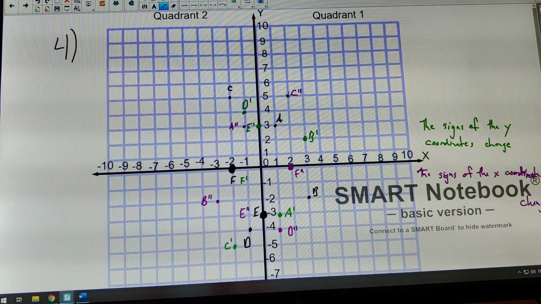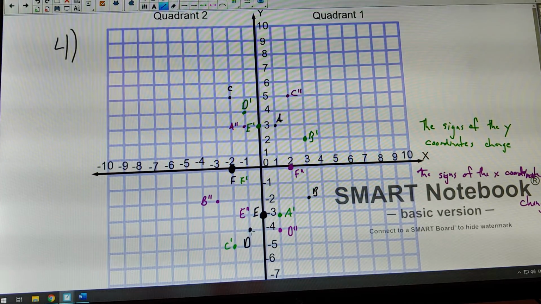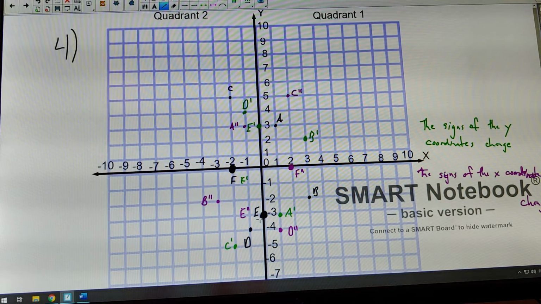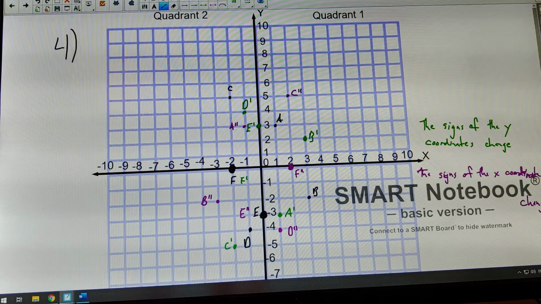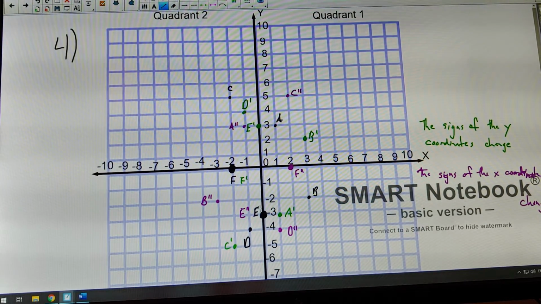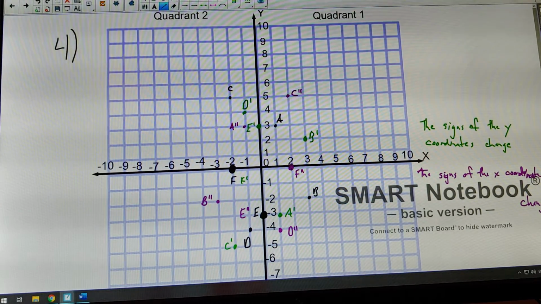D, where are we? Oh yeah, there it is. It gets reflected over there. E, because it's sitting on the y-axis, doesn't move at all. So just like F with the previous reflection, this is both E and E double prime. And then F gets reflected over here.